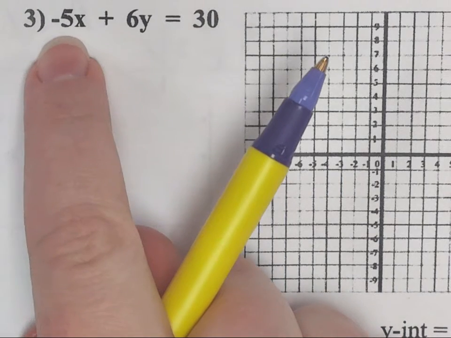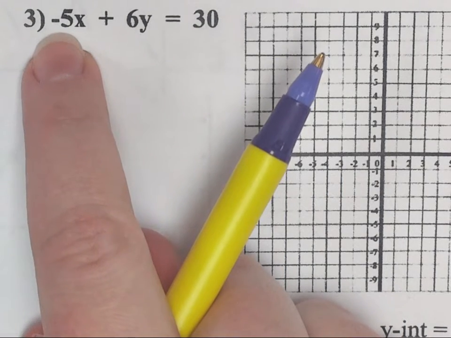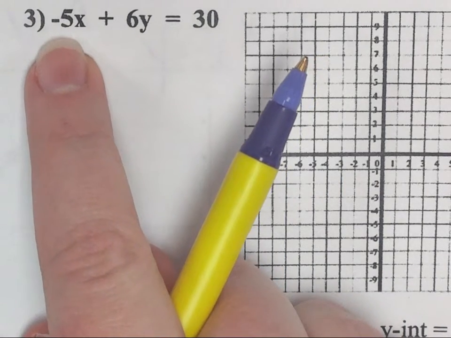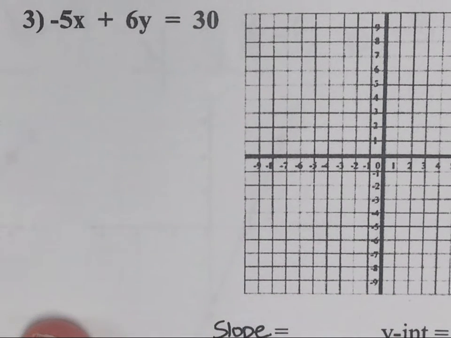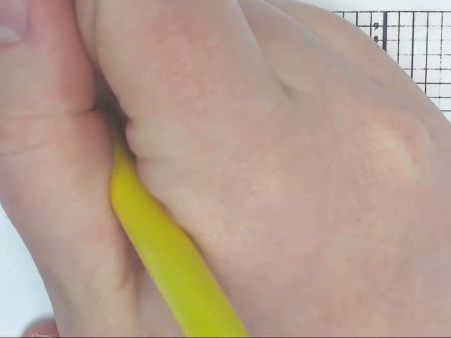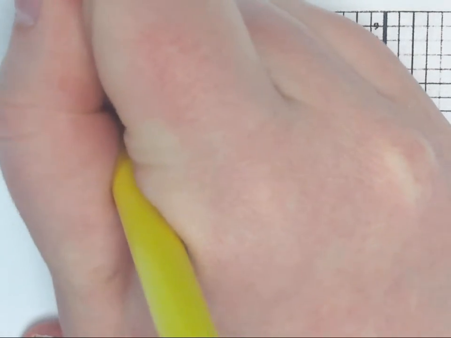What do we always want to move first? The x's, okay? So this is a negative 5x. To move it this time we are going to add 5x. Remember, we have to do the opposite operations. So we are going to add 5x to both sides.